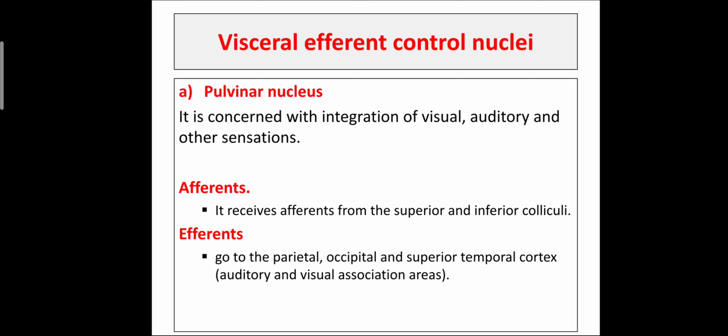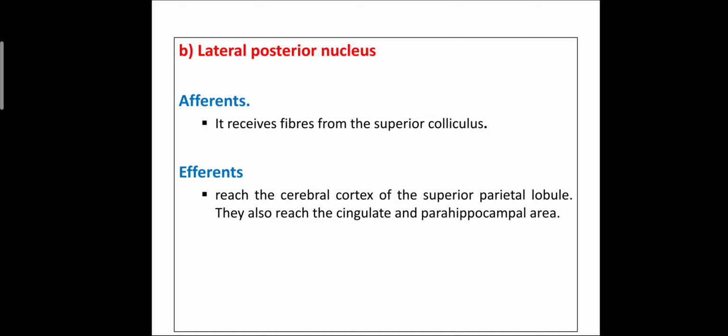Efferents. It receives the efferents from the superior and inferior colliculi. Efferents, it goes to the parietal, occipital, and superior temporal cortex. Lateral posterior nucleus. Efferents, it receives the fibers from the superior colliculus. Efferents, it reaches the cerebral cortex of the superior parietal lobule. They also reach the cingulate and parahippocampal area.